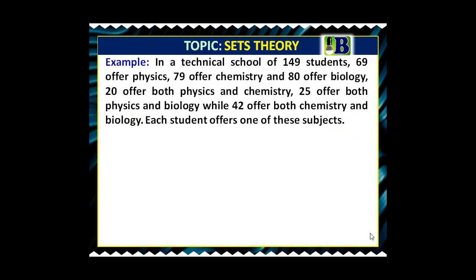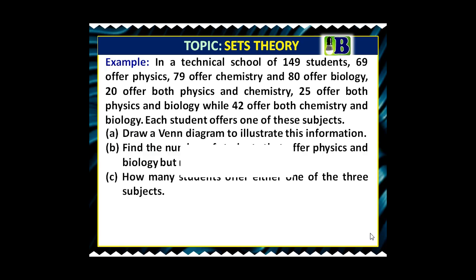We are going to use an example to see how the formula is being used. The question we have on the screen states: in a technical school of 149 students, 69 offer physics, 79 offer chemistry, and 80 offer biology. 20 offer both physics and chemistry, 25 offer both physics and biology, while 42 offer both chemistry and biology. Each student offers one of these subjects.